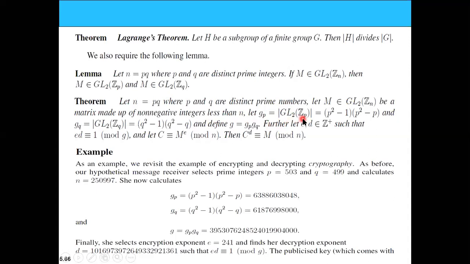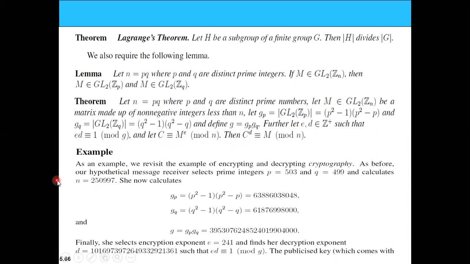The order of the general linear group of order 2 over Z_p is (p square minus 1)(p square minus p), and the order of the general linear group of order 2 over Z_q is (q square minus 1)(q square minus q). Then we can define the order of GL(2, Z_n) as G equal to G_p times G_q. So let us consider E and D belonging to positive integers such that E times D is congruent to 1 mod G, and let C be M to the power E mod N, and C to the power D congruent to M mod N.